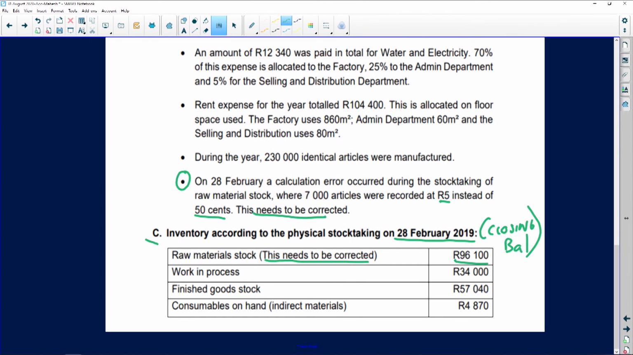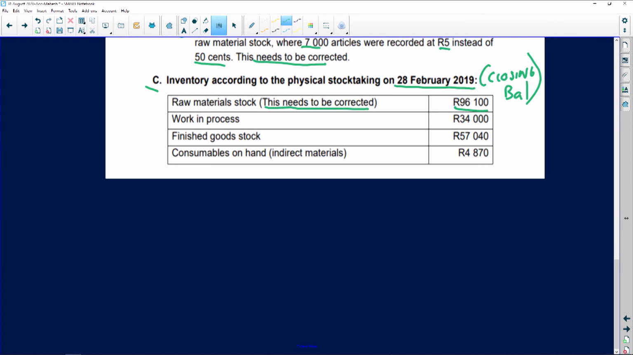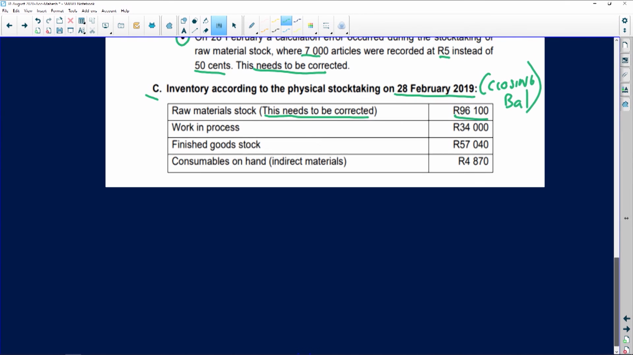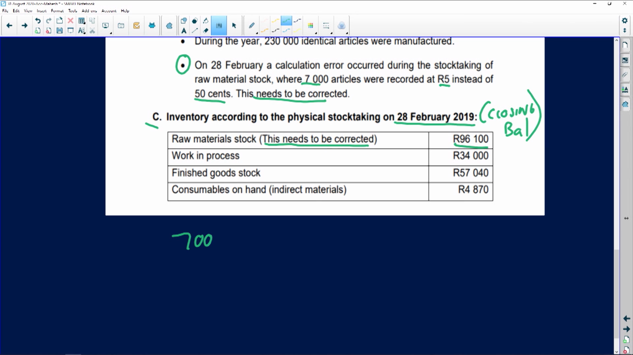So let's understand our error. As we're busy counting our stock, there's 7,000 items. I need a bit of space here. So we've got obviously 7,000 items, right? Remember, I'm busy counting. 7,000 items were recorded at 5 Rand, instead of recording the 7,000 items at 50 cents. So immediately here's the error, right? I obviously overvalued the 7,000 units of stock or raw materials.